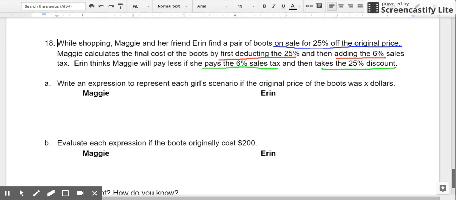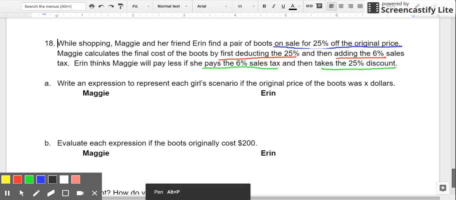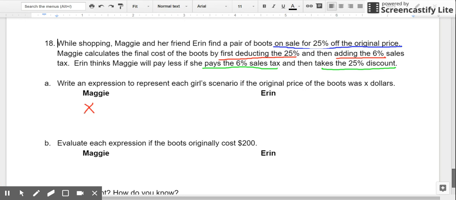So let's start by representing the boots as X dollars, as it says in part A. And we'll write Maggie's expression. Maggie says we'll first take 25% off. So if we're writing Maggie's expression, we're starting with our value X, that's the cost of the boots, and then we're taking away 25% of X. So that leaves Maggie's expression as X minus 0.25X.